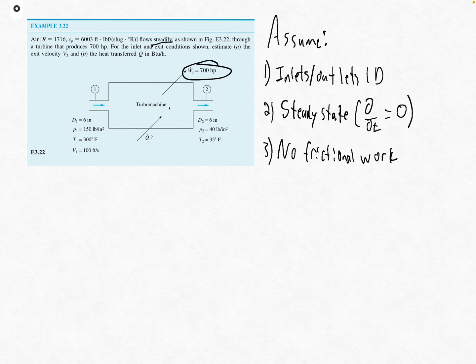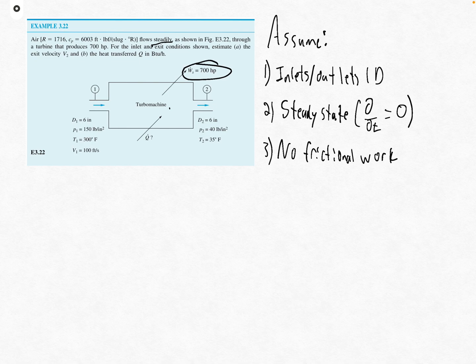Okay, but notice that here I'm not assuming, for example, that we have incompressible flow, because we have air. We have a pretty substantial difference in temperature and pressure. And so it is very likely, in this case definitely possible, that we're going to have a difference in density through this system.